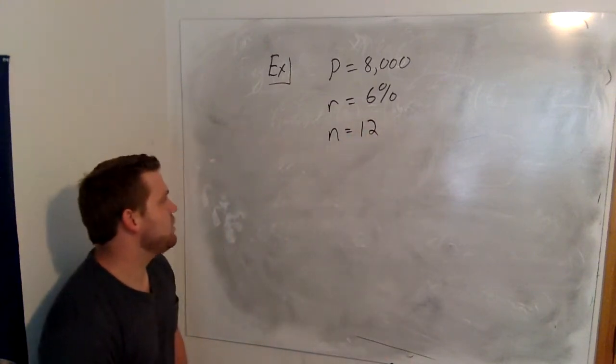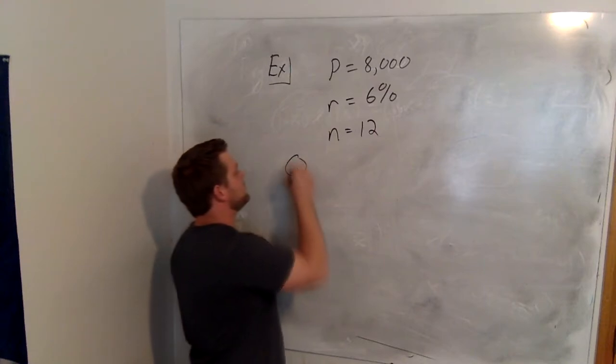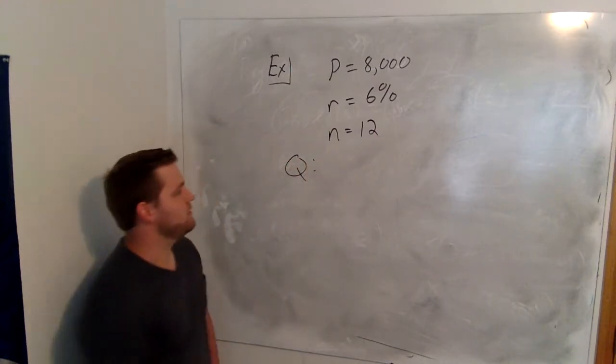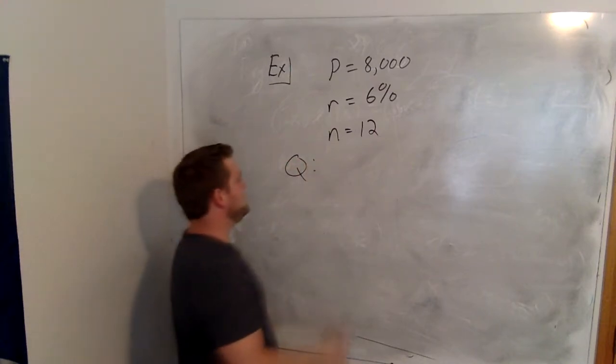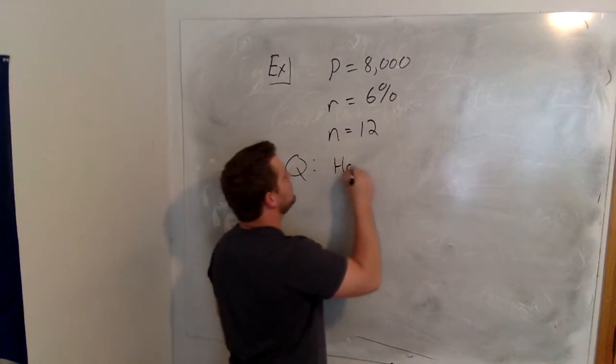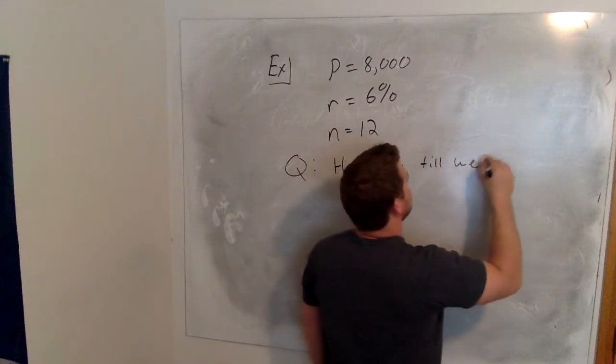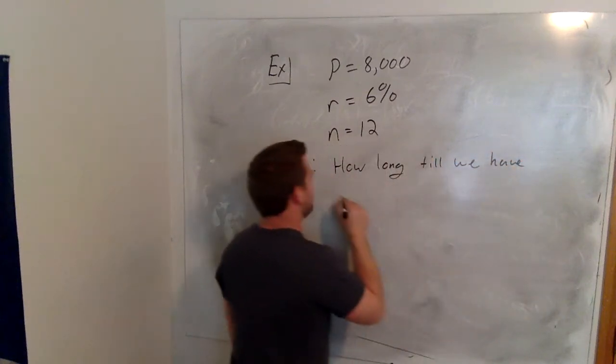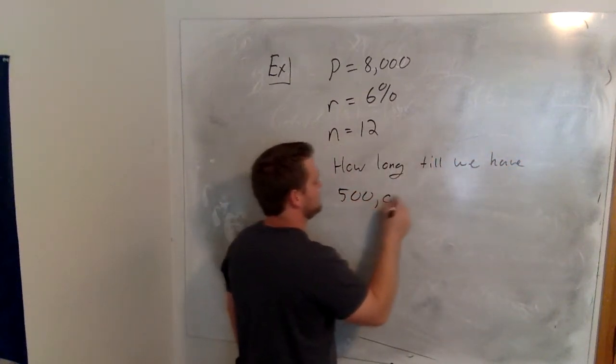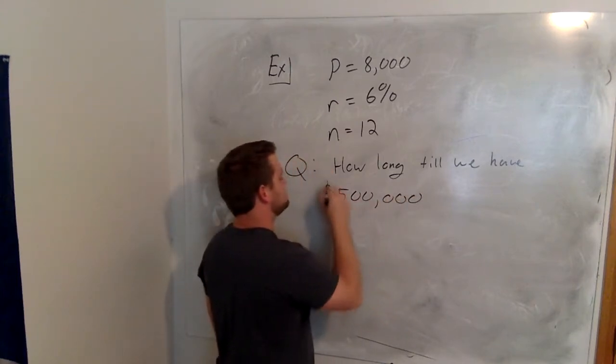So this is our bank account. The question is, maybe we're saving up for that Lamborghini. How long till we have, I don't know, $500,000? How long would this take us?